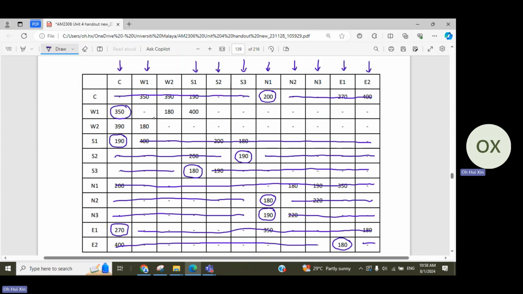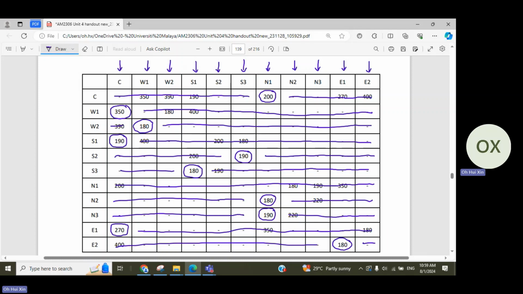So arrow at W1, then I strike through the entire thing for W1. Comparing these two numbers, the smallest number is 180. 180 brings us to W2 and you strike through the entire thing for W2. You will realize that as you strike off the last row, you should have all the arrows at the top already. This is where the answer is.